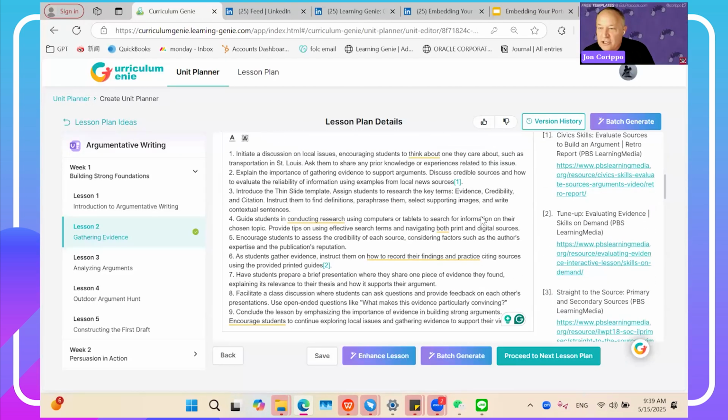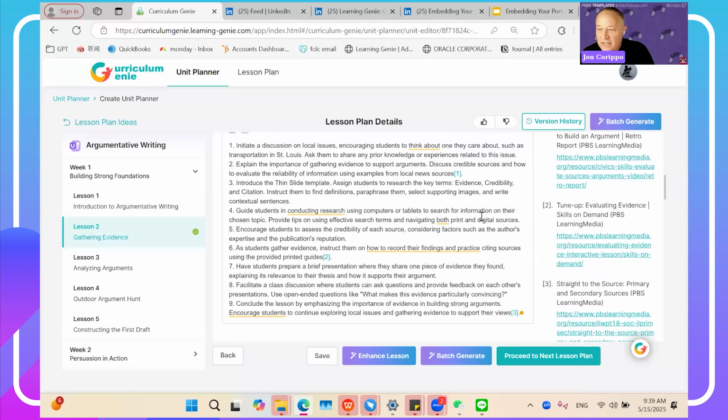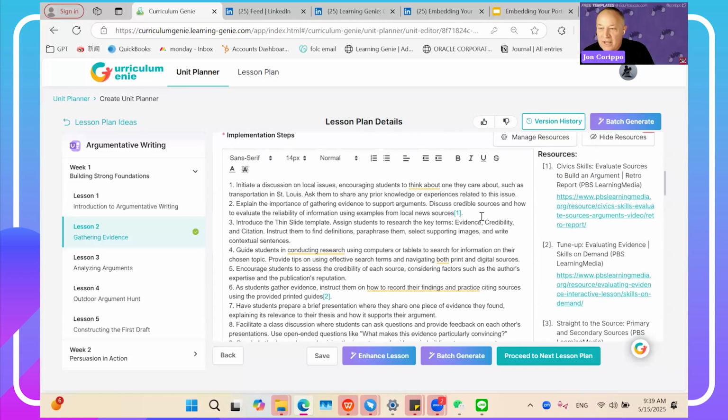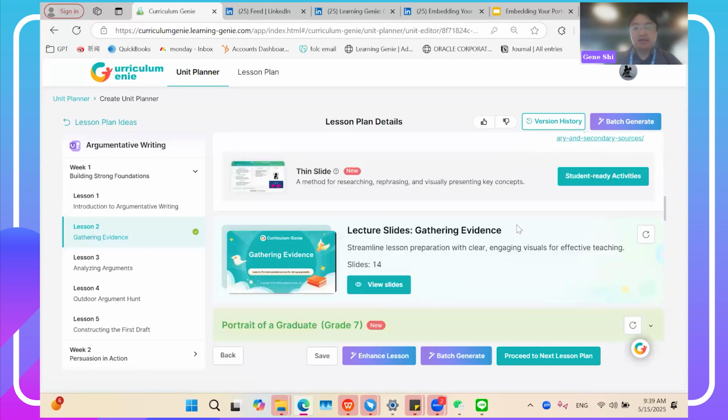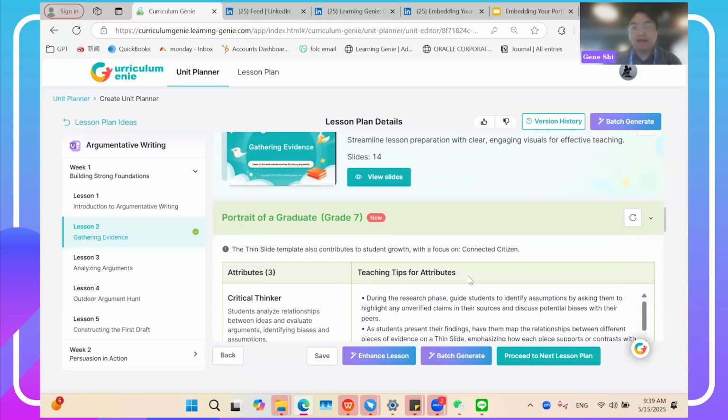Learning Genie does not just scrape the internet for random content. Gene taught me a term down in San Diego a few weeks ago. Sometimes AI will hallucinate. And Learning Genie, in my experience, does not, because it's pulling real information from real places and it's telling you where it's coming from. So a big degree of confidence there. Here are the slides, but we'll come back.